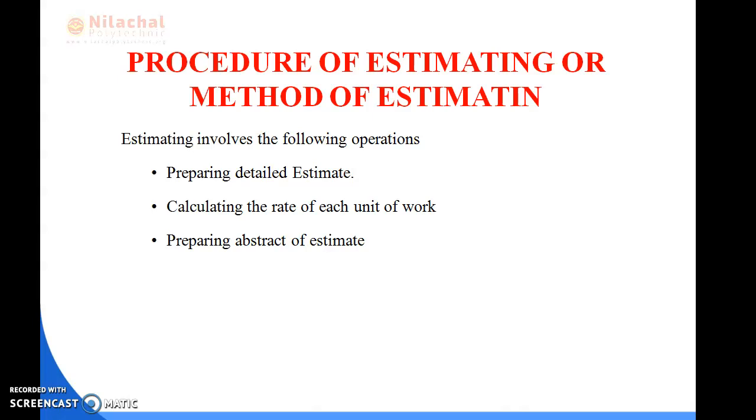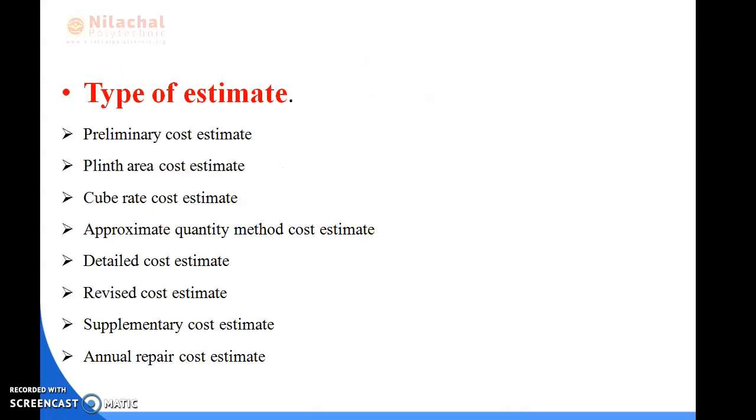Okay. After the detailed estimation is completed, we go through the calculation of rate of each unit of work. Then we go through preparation of abstract of estimation. After that, we discuss the types of estimation. In this, normally there are 8 types. First one is preliminary cost estimate, plinth area cost estimate, then cube rate cost estimate, then approximate quantity method cost estimate, then detailed cost estimate, then revised cost estimate, then supplementary cost estimate, then annual repair cost estimate.